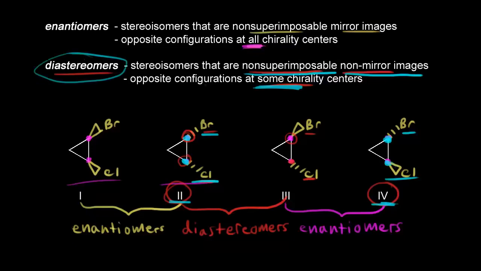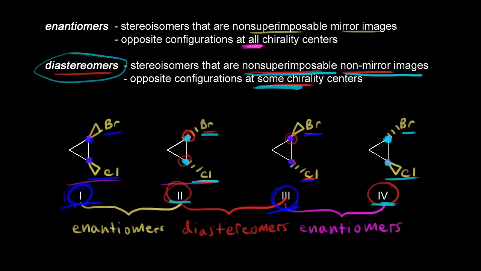What about comparing 1 and 3? So thinking about 1 and 3, we don't need a video for this anymore. I think we've got the hang of it. If we look at this carbon, we have bromine on a wedge, and at this carbon we have bromine on a wedge, so that's the same. At this carbon we have chlorine on a wedge, and at this one we have chlorine on a dash, so that's different. So we only have an opposite configuration at one chirality center. So 1 and 3 are diastereomers of each other.